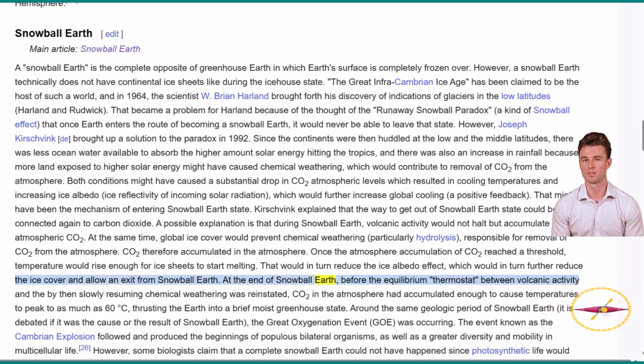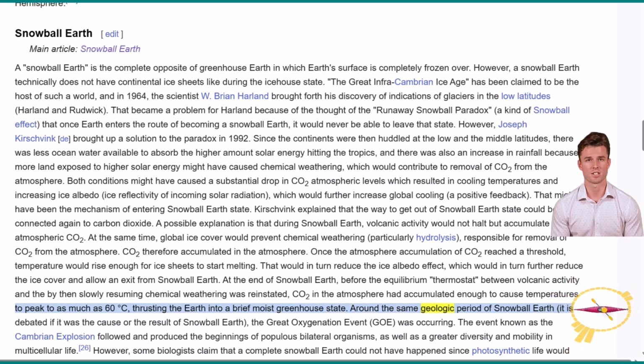At the end of snowball Earth, before the equilibrium thermostat between volcanic activity and the by then slowly resuming chemical weathering was reinstated, CO2 in the atmosphere had accumulated enough to cause temperatures to peak to as much as 60 degrees Celsius, thrusting the Earth into a brief moist greenhouse state.